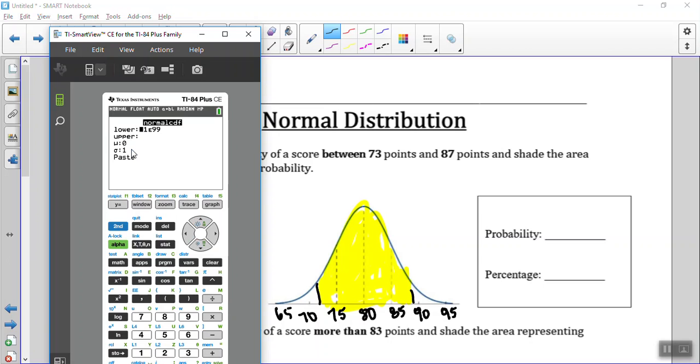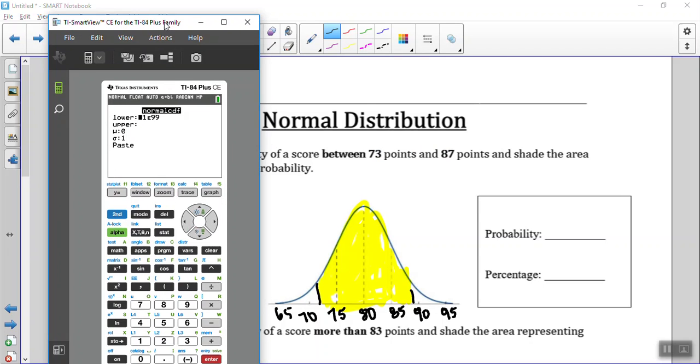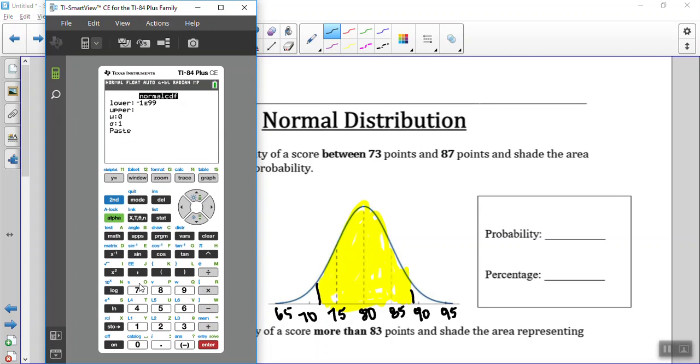It's going to say, what is your first number that you're starting at? So you're between 73 and 87. So those are the numbers I'm going to put in my calculator. 73. And then you have 87. And then the mean was at 80. And then you have your standard deviation of 5. And then you hit enter a bunch of times and you get your answer, which is at 83%.